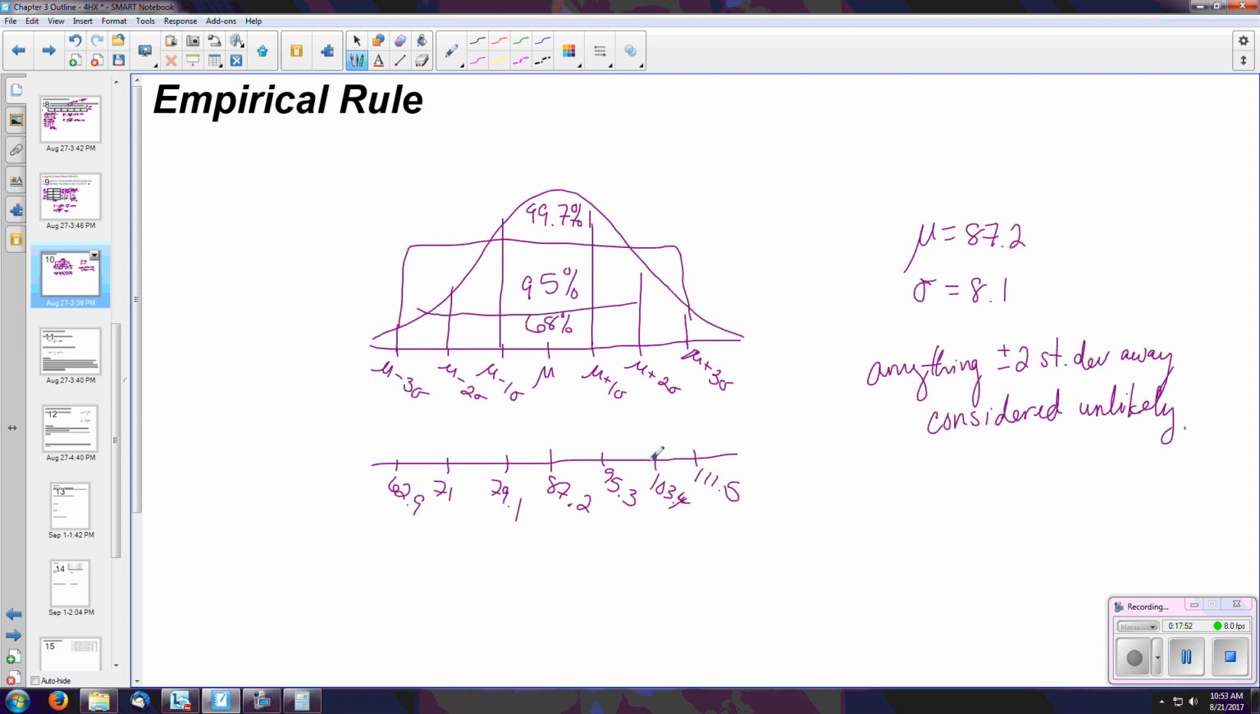So if I said to you, I took the test and I scored a 105%, land me somewhere over here, that would be considered unlikely. Similarly, if I scored a 40% on my test, that's way out here somewhere, that would also be considered unlikely.